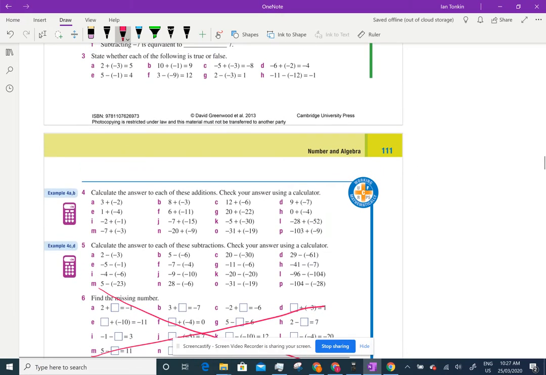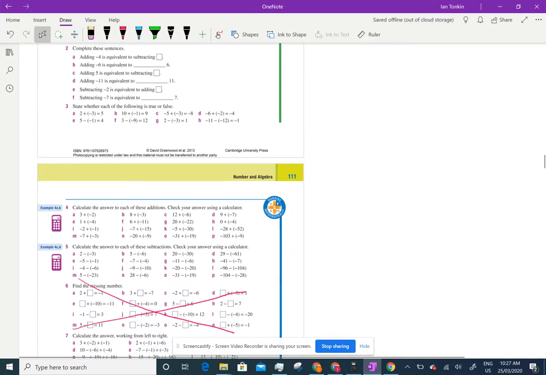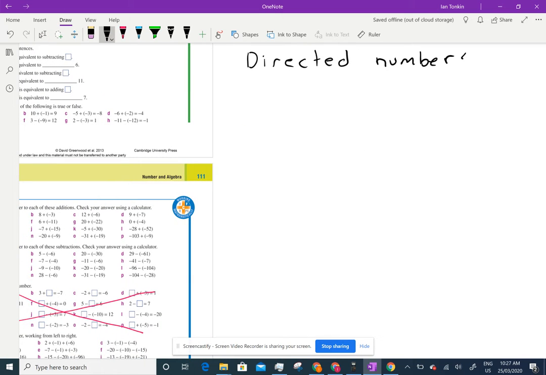So the first thing we need is a little recap on what a directed number is, because these are positive and negative numbers. Remember that positive and negative numbers in mathematics just mean direction. Usually directed numbers mean up or down. If you look on a thermometer, you'll see 0, positive numbers up for your temperature, positive 1, positive 2, positive 3, and negative numbers, negative 1, negative 2, negative 3. So up or down.